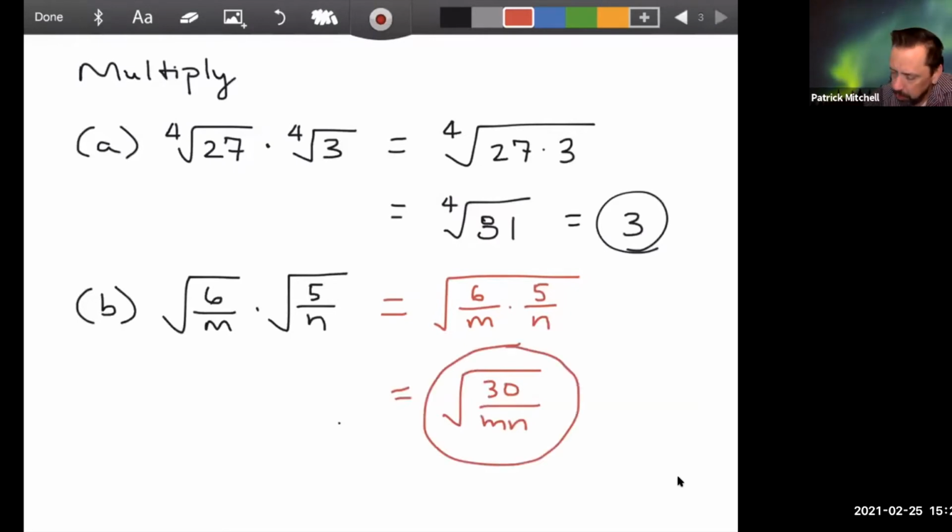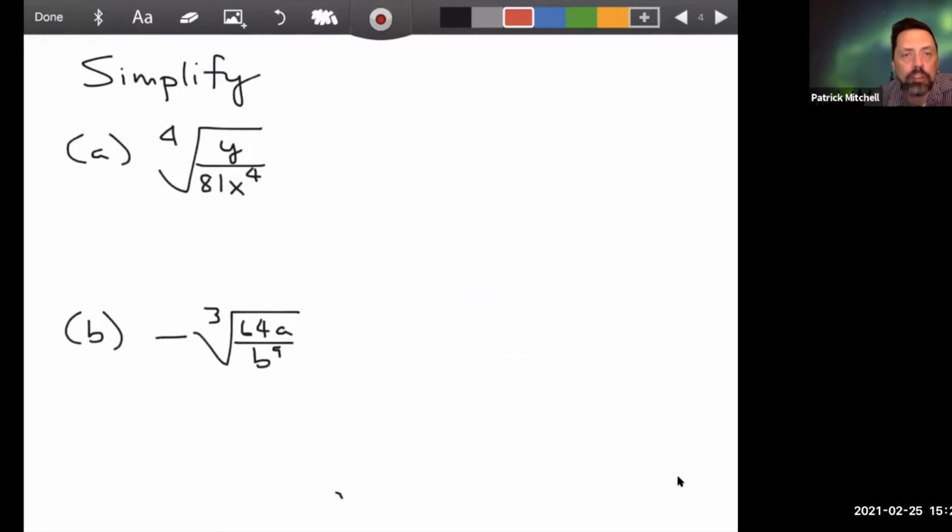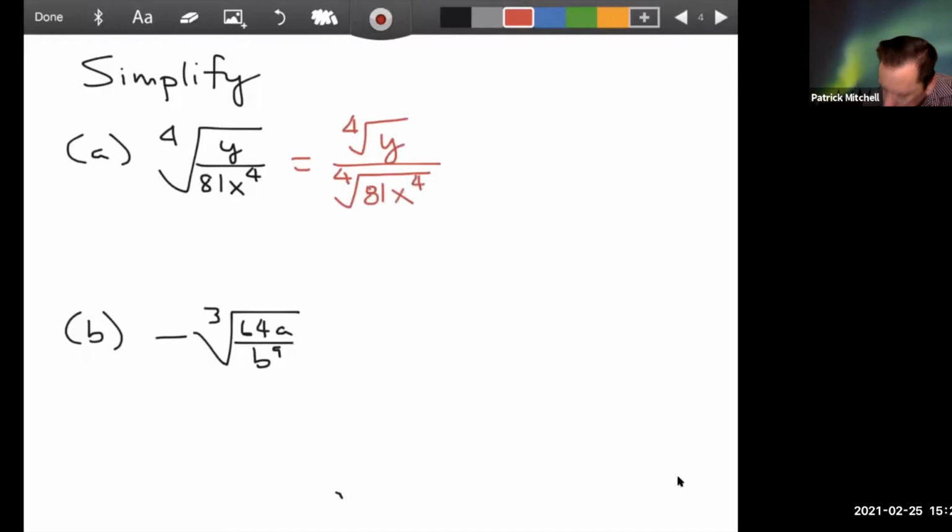All right, and then we had the quotient rule problem. It said use the quotient rule to simplify these expressions, starting with the fourth root of y over 81x to the fourth. So first we're going to use the quotient rule to separate the radicals, put one radical on top, put one radical on the bottom. Okay, now the fourth root of y, I can't do anything with that. That's just the fourth root of y. However, I do know the fourth root of 81x to the fourth.